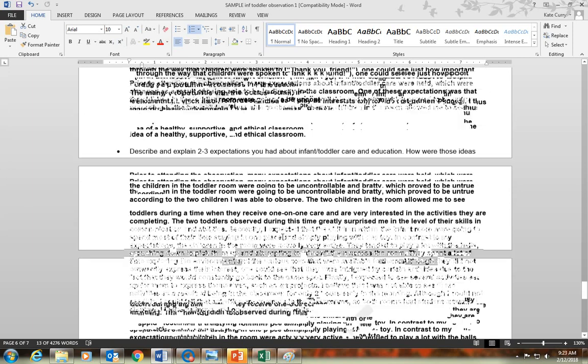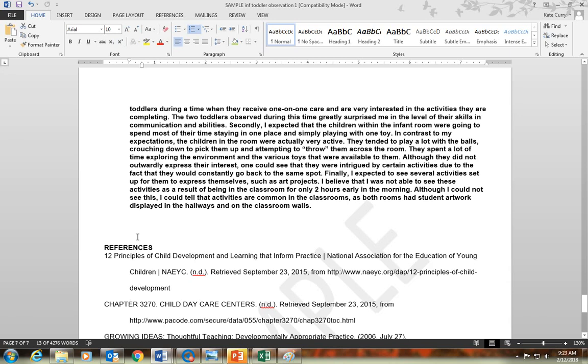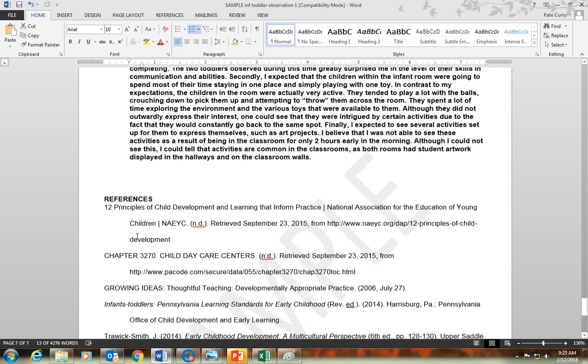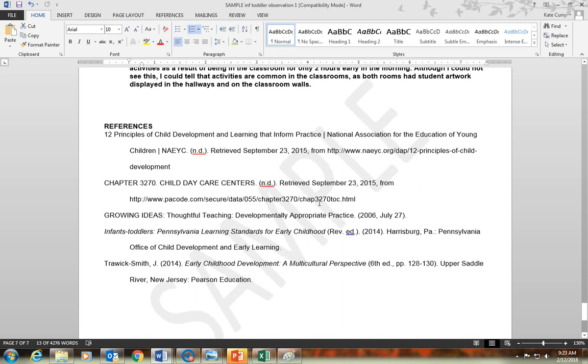As you conclude, you'll reflect on what you've learned overall in this observation, and then when you get down to the bottom, you should have your references listed on a separate page following APA format. So be very specific and very accurate. And that's the general idea of your observation.